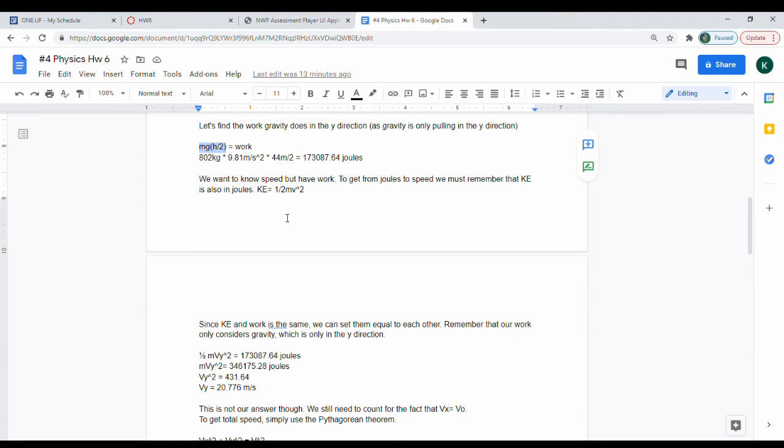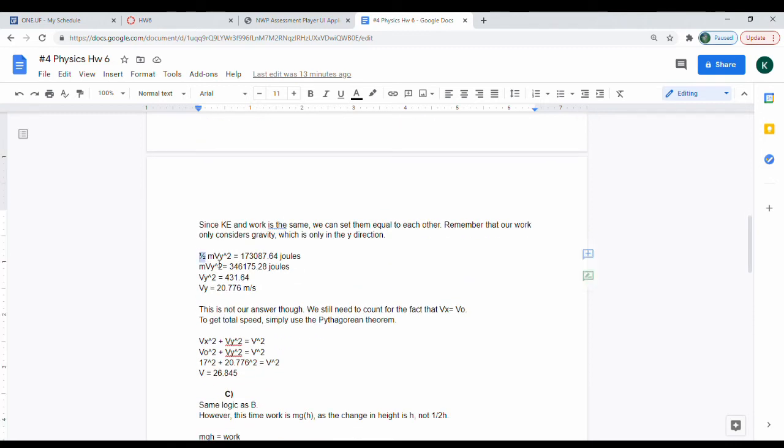So then you set them equal, and then you just plug in your variables for m and your velocity. You're trying to find your velocity, so you plug in your m, and you should get the velocity.